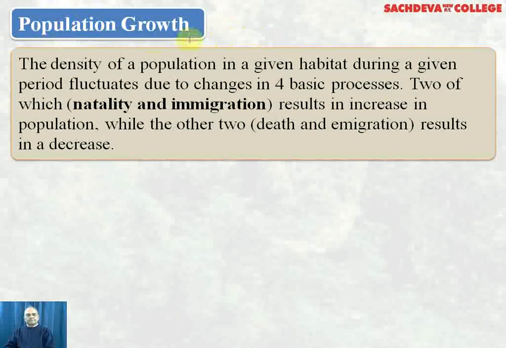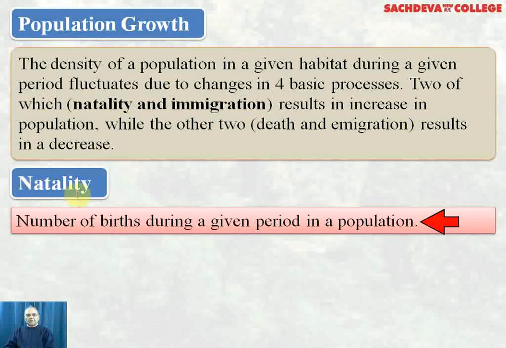Population growth. The density of a population in a given habitat during a given period fluctuates due to changes in four basic processes, two of which, that is natality and immigration, result in an increase in population, while the other two, that includes death and emigration, result in a decrease.